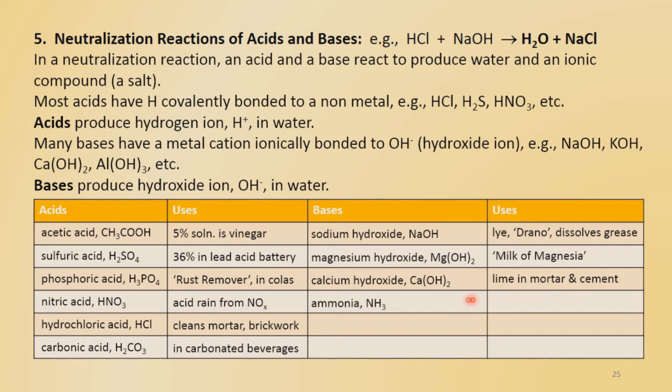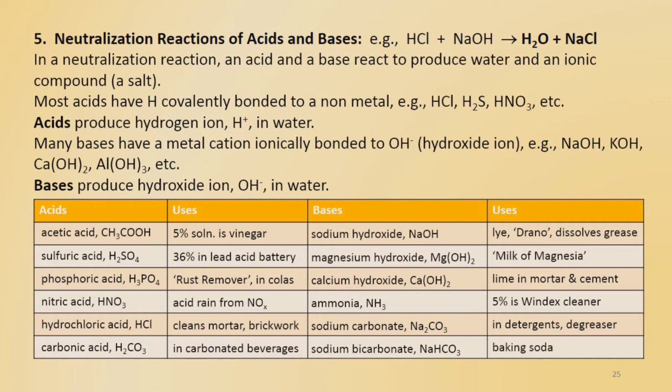Ammonia, although it doesn't have the typical formula of a metal bonded to hydroxide, is a moderate base, and in water it produces hydroxide ion. A 5% solution of ammonia is called Windex. It's a degreaser and a glass cleaner. Sodium carbonate, another non-hydroxide base, does produce hydroxide in water. It's used in detergents and as a degreaser. It's commonly called washing soda. The last example I have here is sodium bicarbonate, which is a very weak base and is commonly called baking soda.